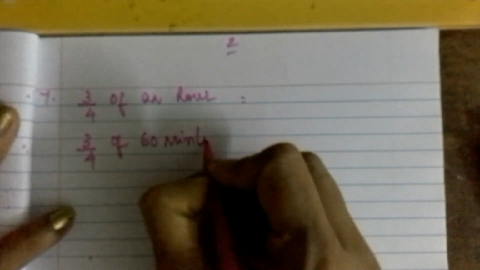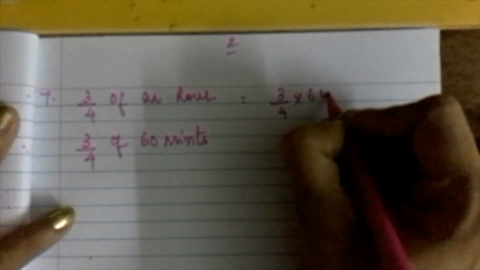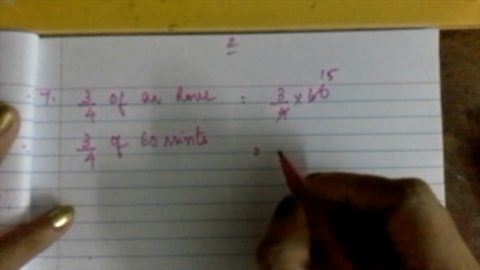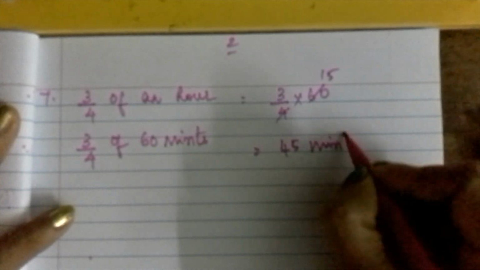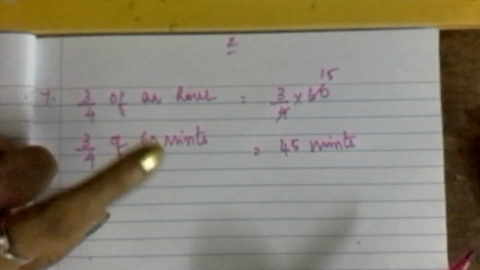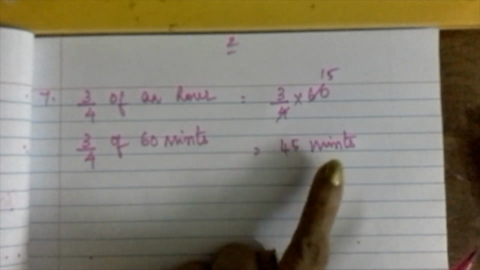Okay, the next sum will be 3/4 of an hour. The question is given in terms of hours, so I'm going to convert this into minutes. So it will be 3/4. An hour can be converted as 60 minutes. So that will be 3/4 into 60. On simplification, it will be 45. Your answer will be in minutes and not in hours because we have converted 1 hour into 60 minutes. So the answer will be 45 minutes.